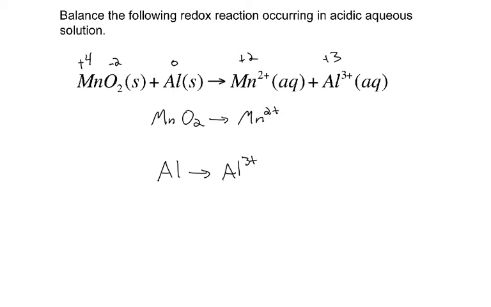So first we'll balance the reduction half reaction. The first thing I want to do is balance the elements that aren't oxygen and hydrogen. In that case, I've got one manganese and one manganese, so we're good. The next thing I want to do is balance oxygens by adding water. I have 2 oxygens on the reactant side and no oxygens on the product side. So in order to get 2 more oxygens over here, I'm going to add 2 waters.